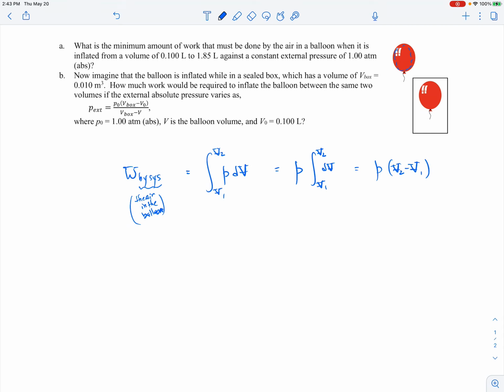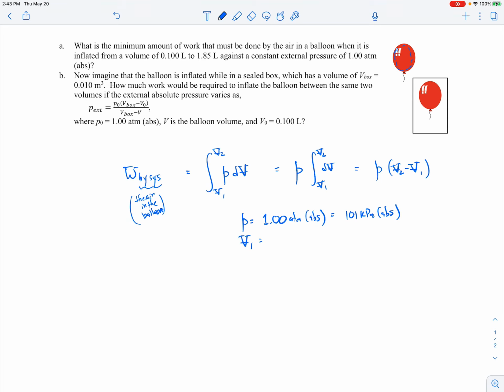So we can plug in the numbers for this. We're told that the pressure is 1 atmosphere, absolute. And by the way, we should convert that over to pascals. So that will end up being 101 kilopascals absolute.